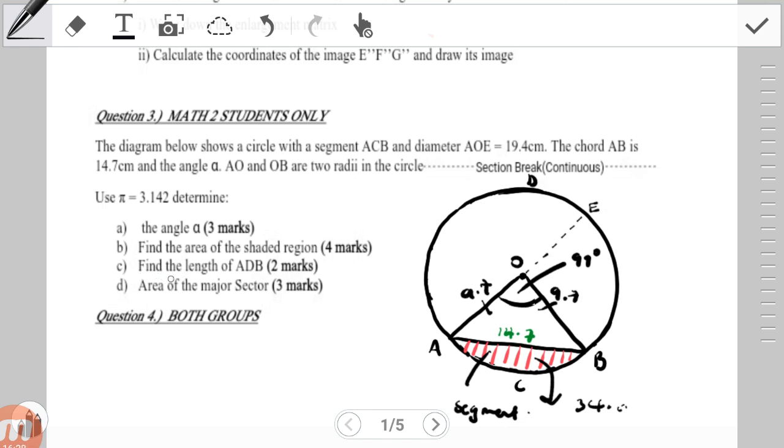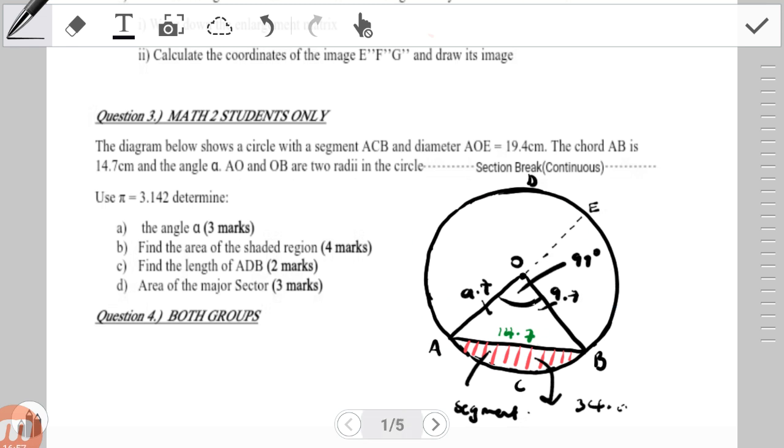Let's move on to part C here. Find the length of ADB. So that's the length from here, from A coming around to D, coming all the way around to B. So we're looking for that length. We're basically looking for the major arc, the length of the major arc.